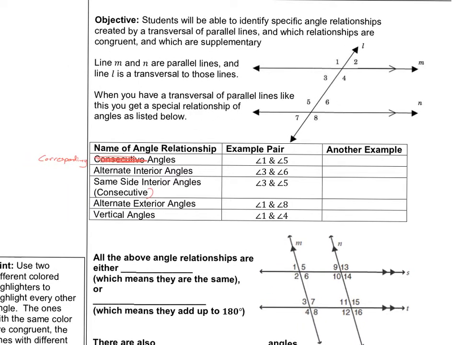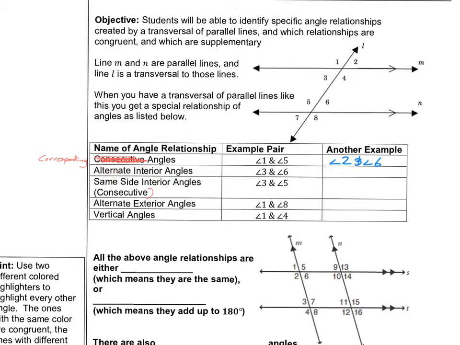So corresponding angles basically just means they're in the same corner. You can see 1 and 5, they're in the top left. So that's an example pair of corresponding angles, 1 and 5, in the same corner. Another example pair would be 2 and 6, they're both in the top right corner. So angle 2 and angle 6. That's another example.